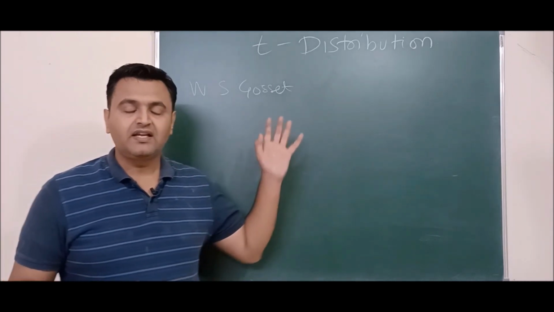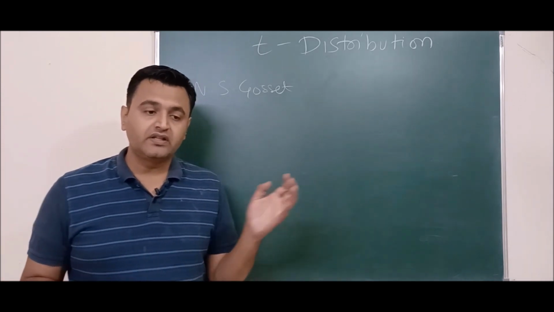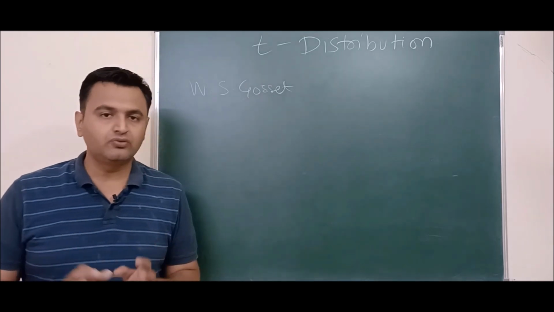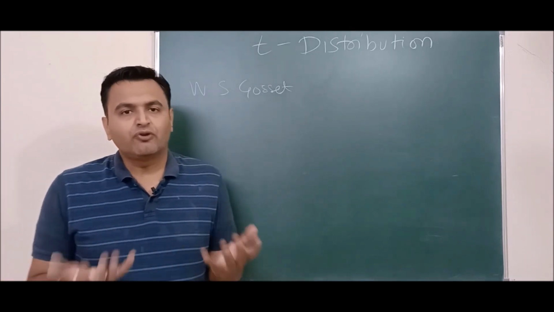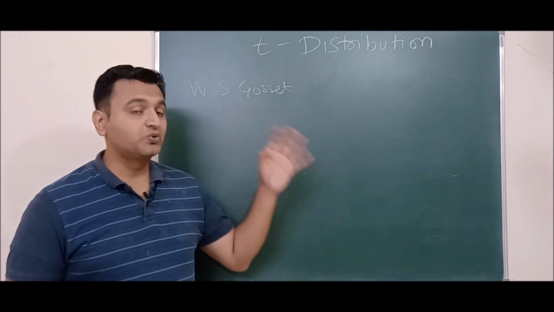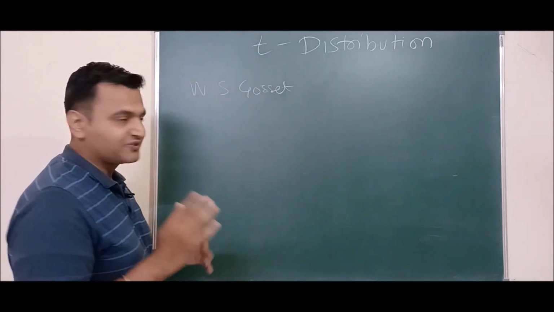And actually he was working in some Irish brewery company, where there was a policy that if someone is publishing research, he or she should not use his or her name. So since he couldn't use his name, what to write? That's why he just wrote Student. That's why it is called the Student t-distribution as well. Okay, so that's the story behind the word Student.